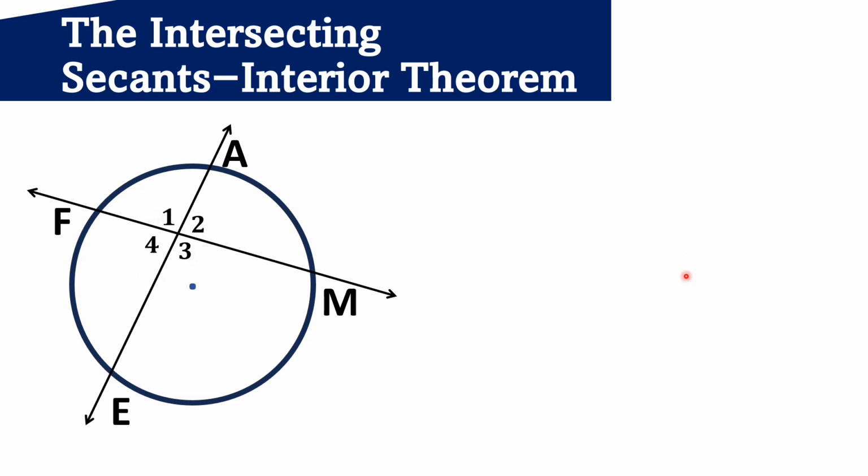How to find the measure of each angle? Based on the intersecting secants interior theorem, it states that the measure of an angle formed by two secants intersecting in the interior of the circle is equal to 1/2 the sum of the measures of its intercepted arcs.